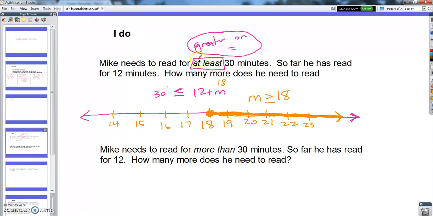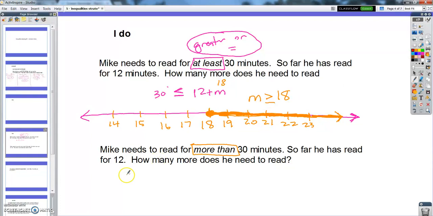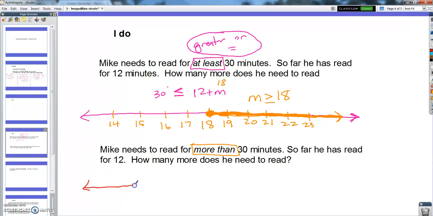So I changed it even slightly more. This said he needs to read for at least 30 minutes. This said he needs to read for more than 30 minutes. Very similar situation. Except now, the only difference is now 18 minutes on the nose is not okay. 18 is still kind of my magic number here. More than is a little different than at least. At least means 30 minutes is okay and anything more is okay. More than 18 is not okay.